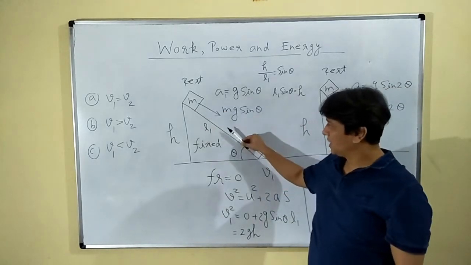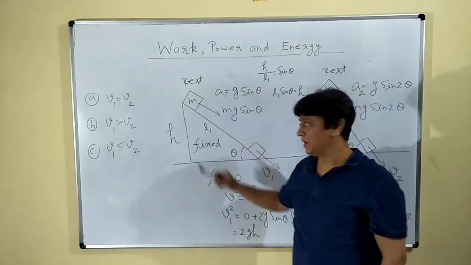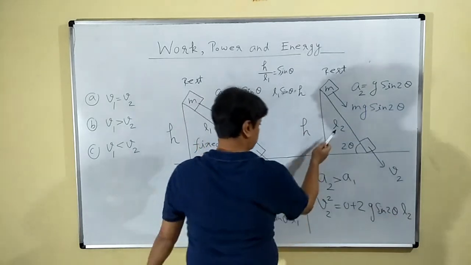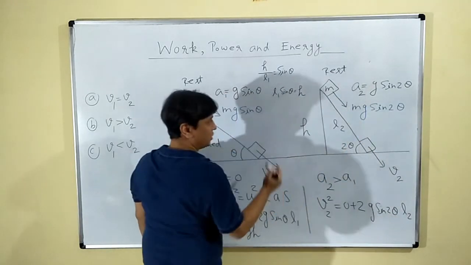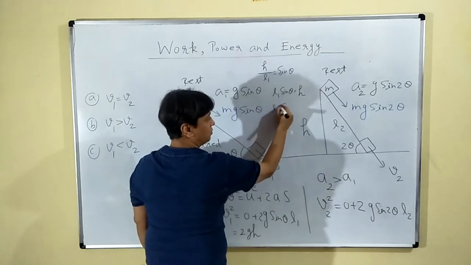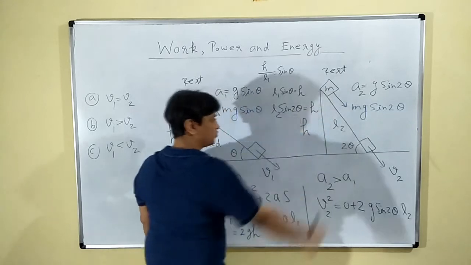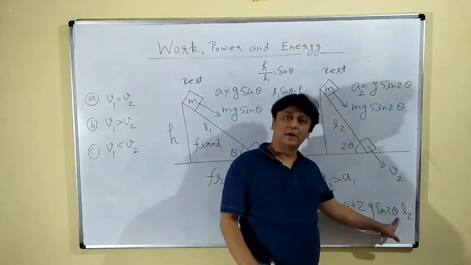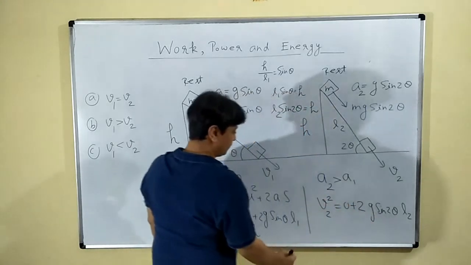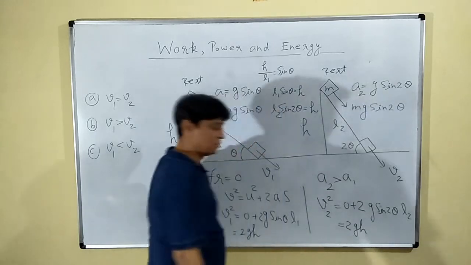This is L1. L1 का vertical component क्या होगा? L1 sine theta. Same goes with this part. L2 का vertical component L2 sine 2 theta. This will be H. L2 sine 2 theta. This will be H, and therefore this becomes 2GH.